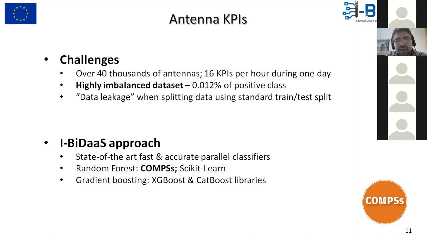So just to illustrate, we have one class on the order of 0.012% of data that corresponds to this class. So the data set was highly imbalanced. And also we have a certain data leakage when we split the data for training and testing. So the most conventional splittings would not work in our case.